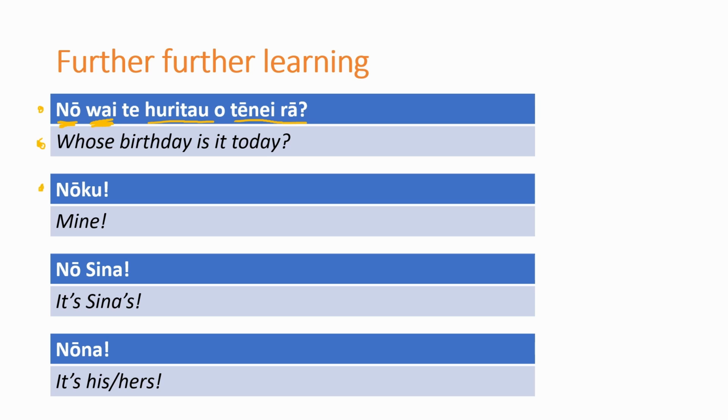And you can answer noku. So it's like taku, or aku. When it's something that's yours, you usually have oku or aku, which means mine. No Sina, it's Sina's. Or nona, it's his or hers. So fairly simple, but the N emphatic is something you learn later, so don't think too much about it. It just means it belongs to someone.